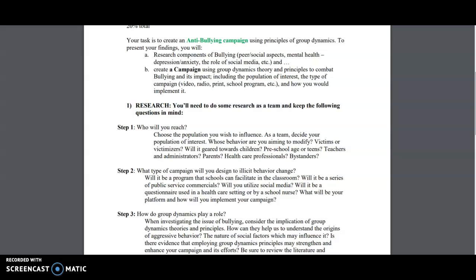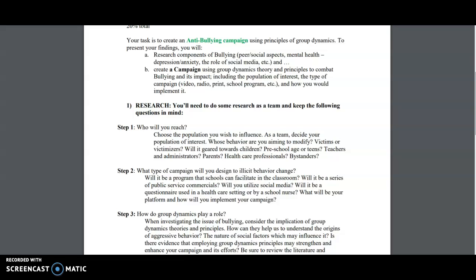And then it's going to be how you're going to design your campaign to actually lead to behavior change, right? So how are you going to influence whoever it is that is being exposed to your campaign? How are you going to motivate behavior change? What platform are you going to use? Are you going to use social media that can reach more people? Do you really want to target it to a specific school system with some sort of literature or materials that can be given to a school that they can disseminate themselves? Is it going to be something virtual?